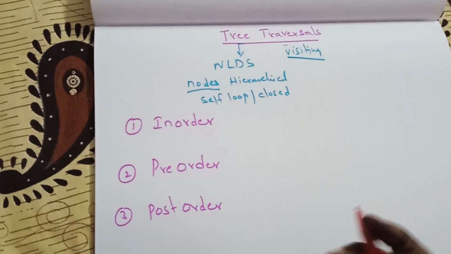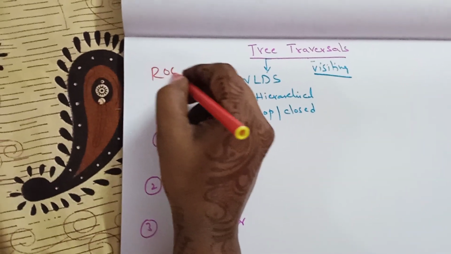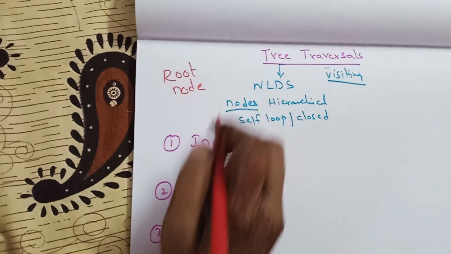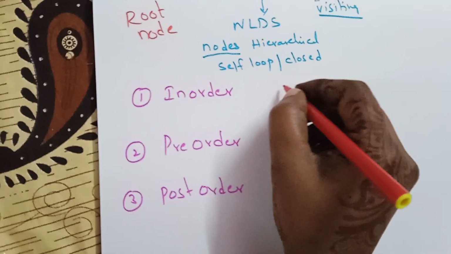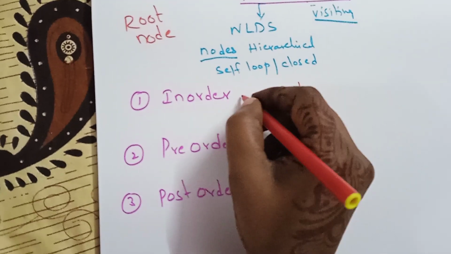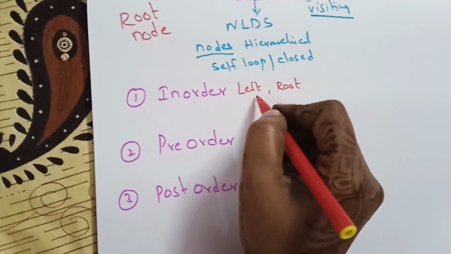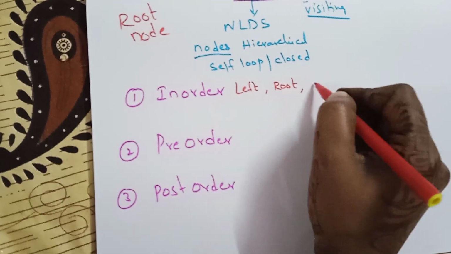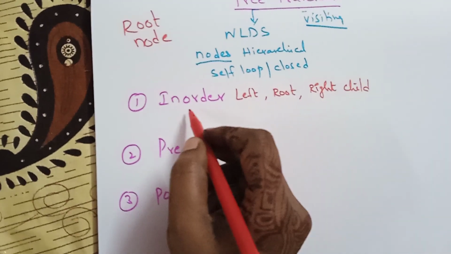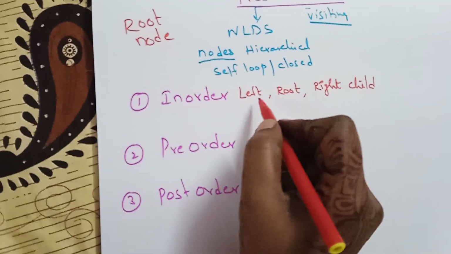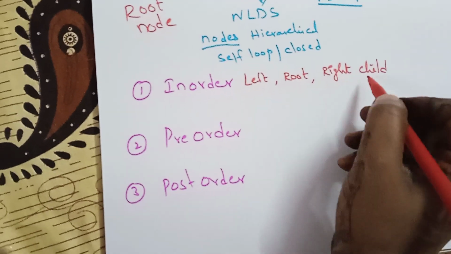We'll be forming these three scenarios based upon the root node. What is in-order? In-order means first of all we will visit the left child, then we will visit the root node, then we will visit the right child.